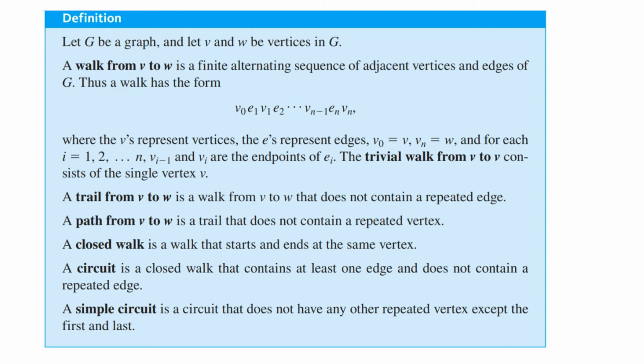A closed walk is a walk that starts and ends at the same vertex. A circuit is a closed walk that contains at least one edge and does not contain a repeated edge. It's a closed walk, so it starts and ends at the same vertex, but that's a circuit. A simple circuit is a circuit that does not have any other repeated vertex except the first and the last. You don't go by any landmark twice.